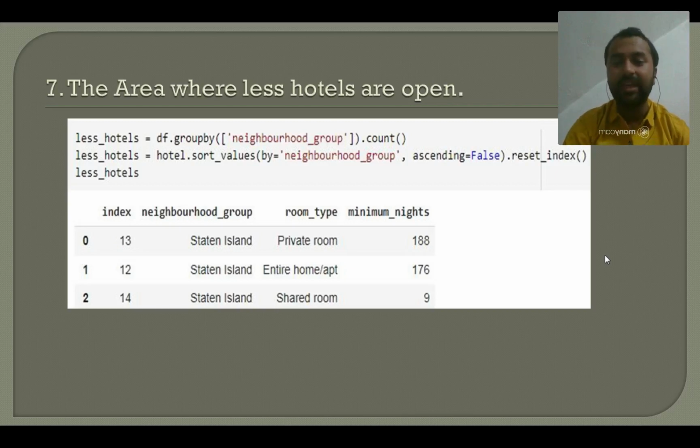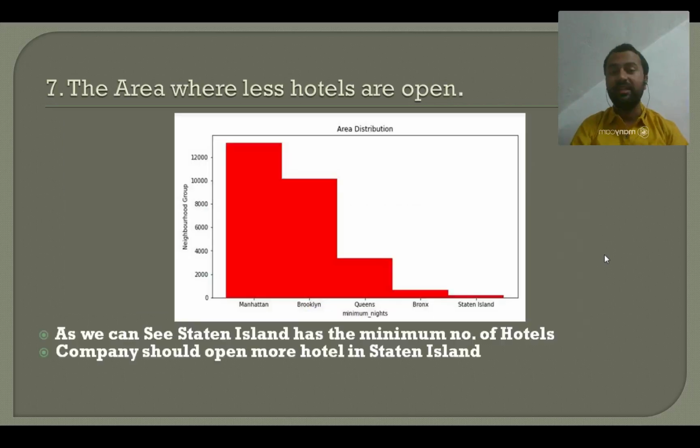Staten Island has 188 private rooms. Staten Island has 176 apartments. Staten Island has 9 shared rooms. So among all five, Manhattan, Brooklyn, Staten Island, Queens, and Bronx, Staten Island has the least number of places to give on our end. Here you can see Manhattan is around 13,000, then Brooklyn, Queens, Bronx, but Staten Island has the minimum number of rental places.